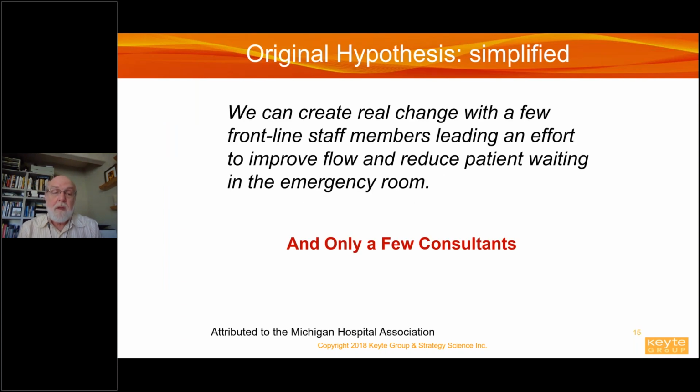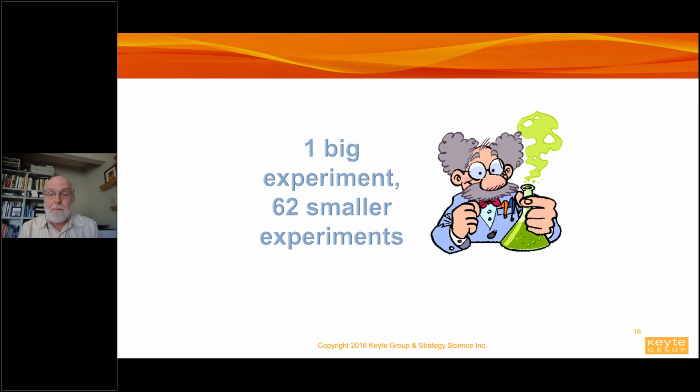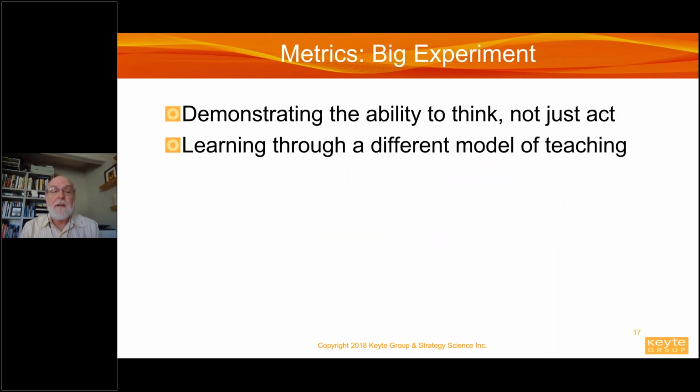So we had a hypothesis for our experiment. We can create real change with a few frontline staff members who lead an effort to improve flow and reduce patient waiting in the ER, and with only a few consultants like me. So we had one big experiment, the state of Michigan, and 62 smaller experiments, one for each hospital, and we had metrics. The big experiment for the state was the ability for the hospitals to think, not just act, and to find out if we could approach the hospitals of Michigan through a different model of teaching.